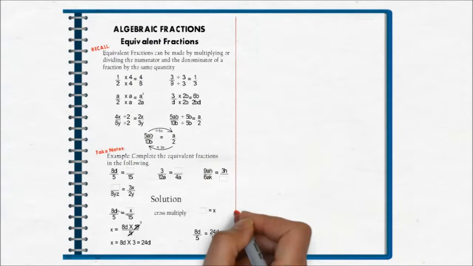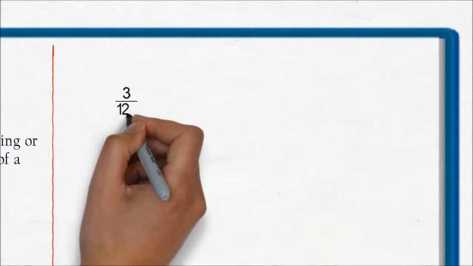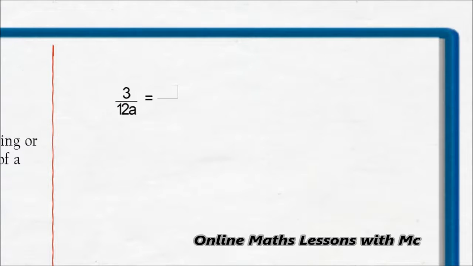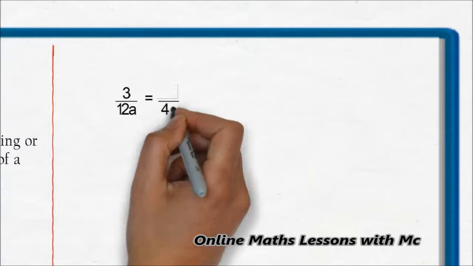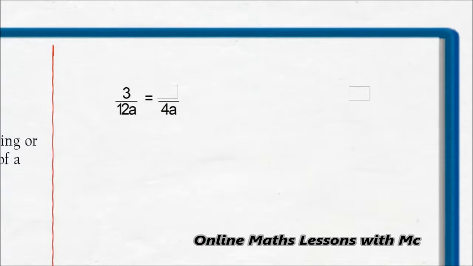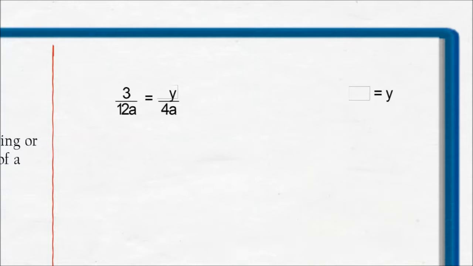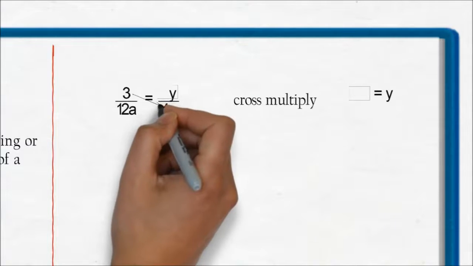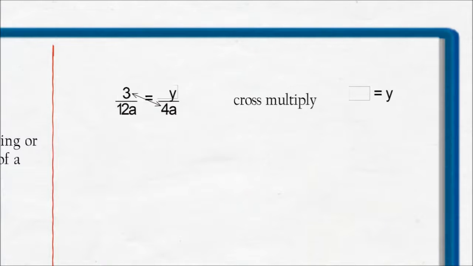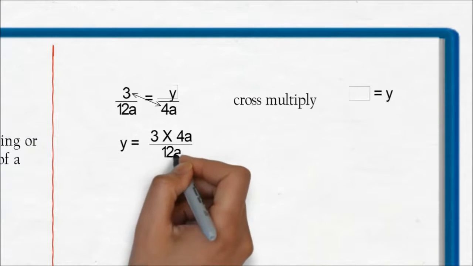Now in number 2, 3 over 12a equal to box over 4a. Now in this case, let's call box y. Then we cross multiply. Therefore, we have 4a multiplying 3. So we have y equal to 3 multiplied by 4a divided by 12a.